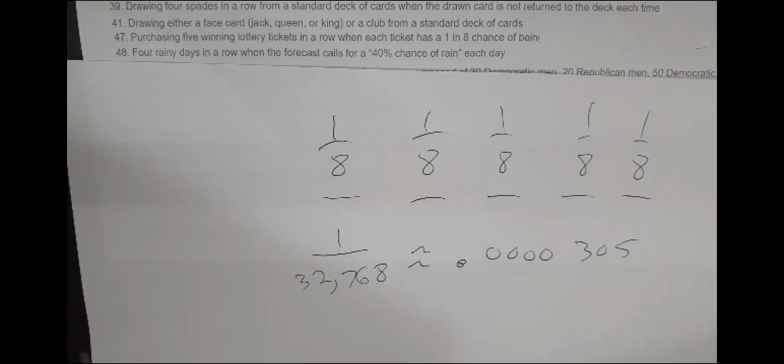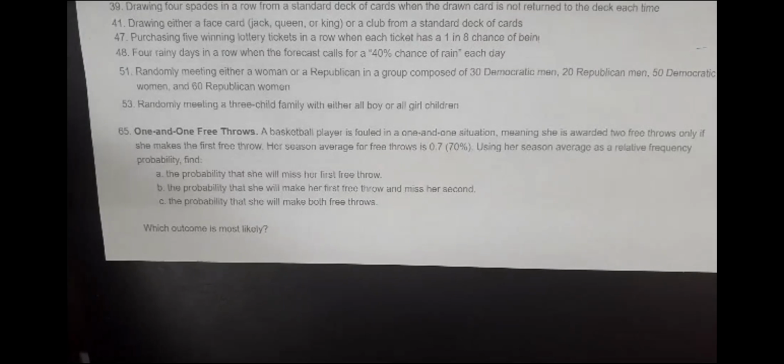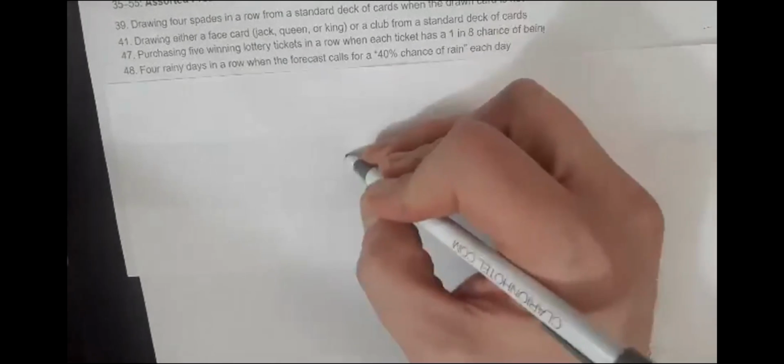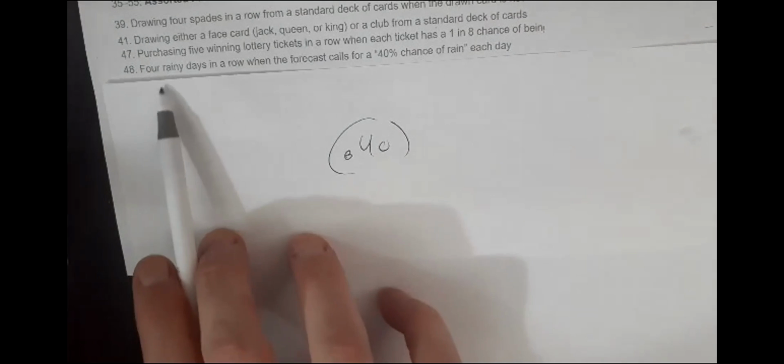4 rainy days in a row when the forecast calls for 40% chance of rain each day. And here they're probably making the assumption, even if they don't say it, that rain on one day is not going to affect rain the next day. With that said, are they independent or dependent then? Independent. They're independent. So we're going to do 40% how many times? 4 times. So if I do 40 and 40 and 40 and 40.